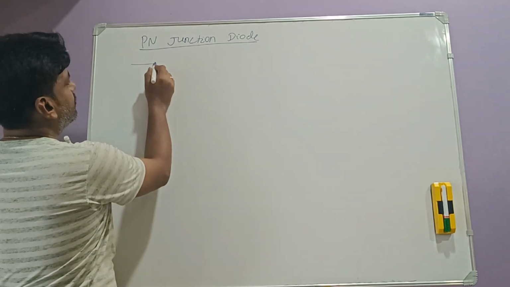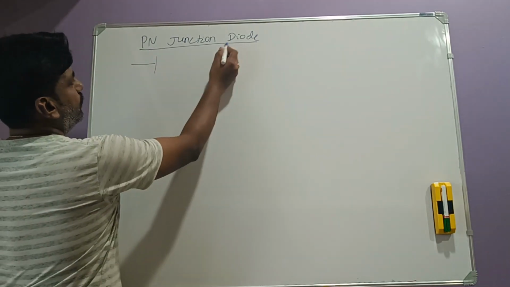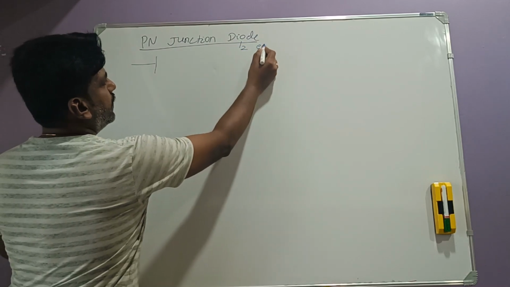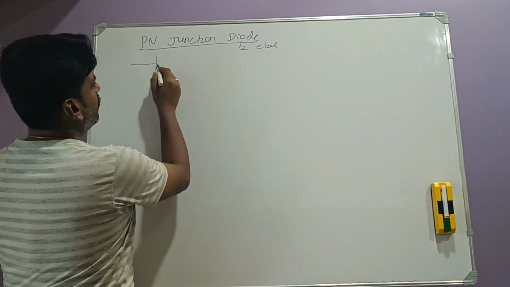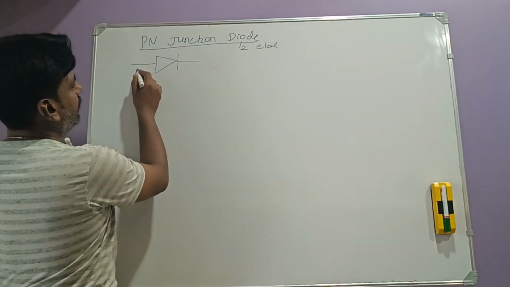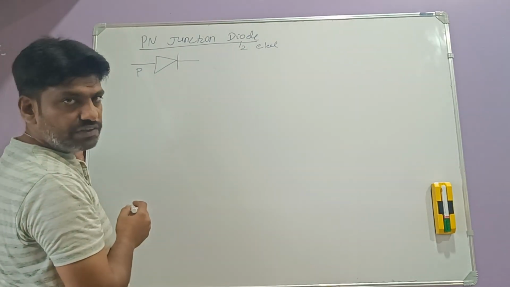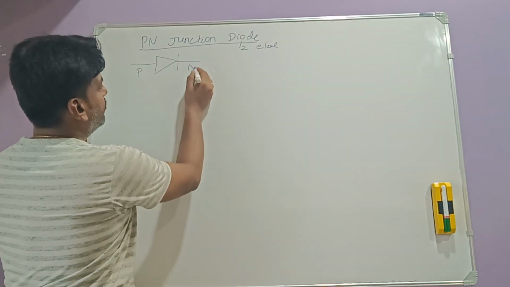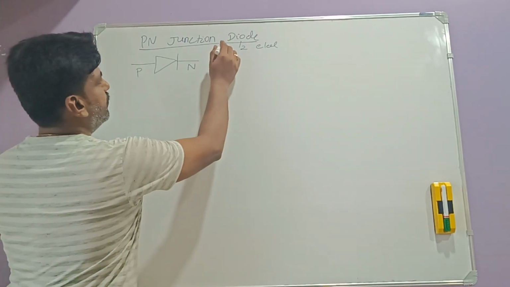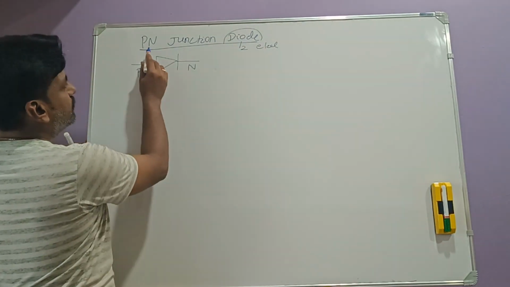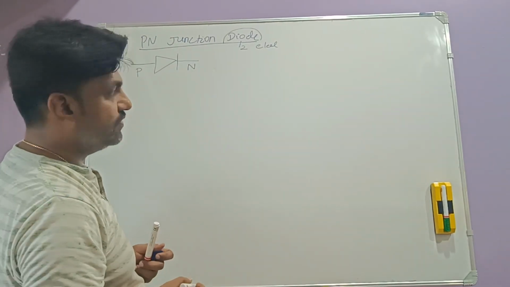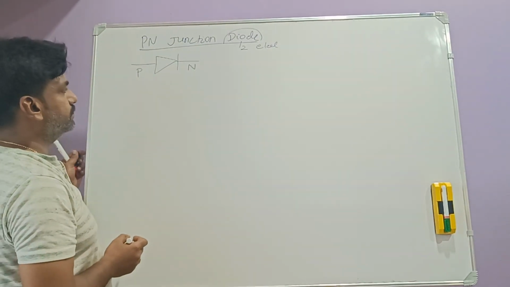Here it is a diode, meaning di means two electrodes. So we should write the symbol of the diode like this, where one electrode is P and another electrode is N. So it is called two electrodes. It is named a diode, and it is also called a PN junction because it is P type and N type. So it is a semiconductor diode.